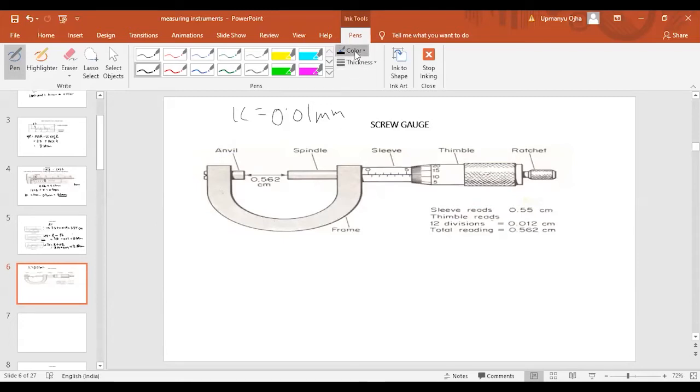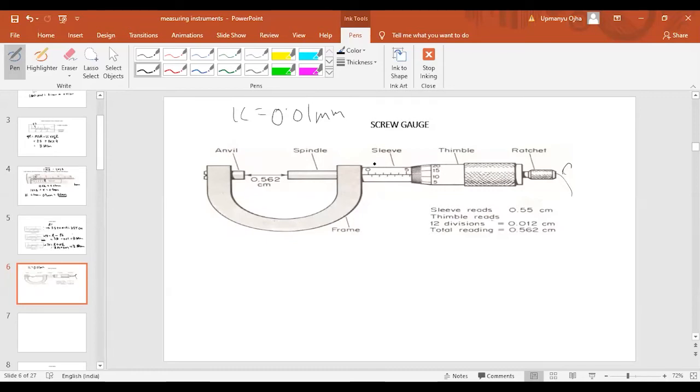Now again if you look at this, we have the spindle, we have the frame here. So if I have to measure some object, I will place it between this anvil and the spindle. To place the object, we have to rotate this ratchet. So when we rotate this ratchet, we have a circular scale which is sliding on the main scale, as well as rotating on the main scale.